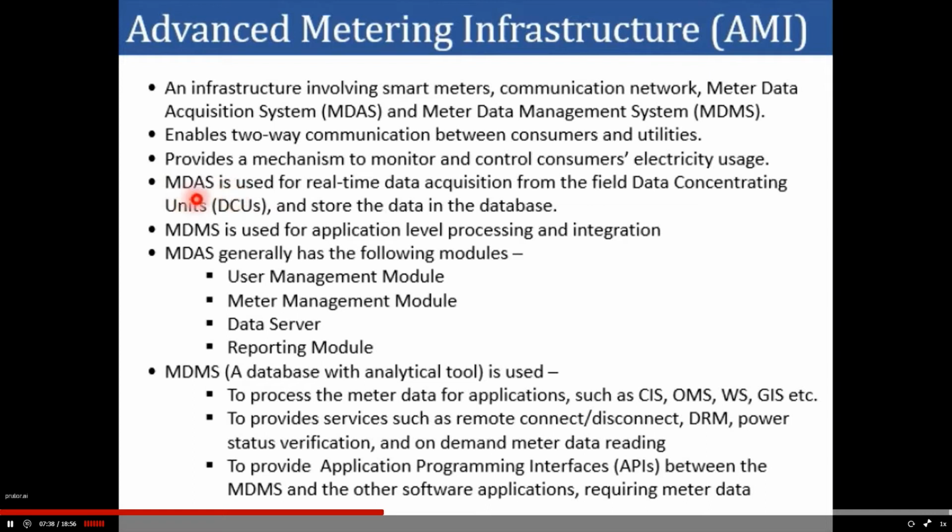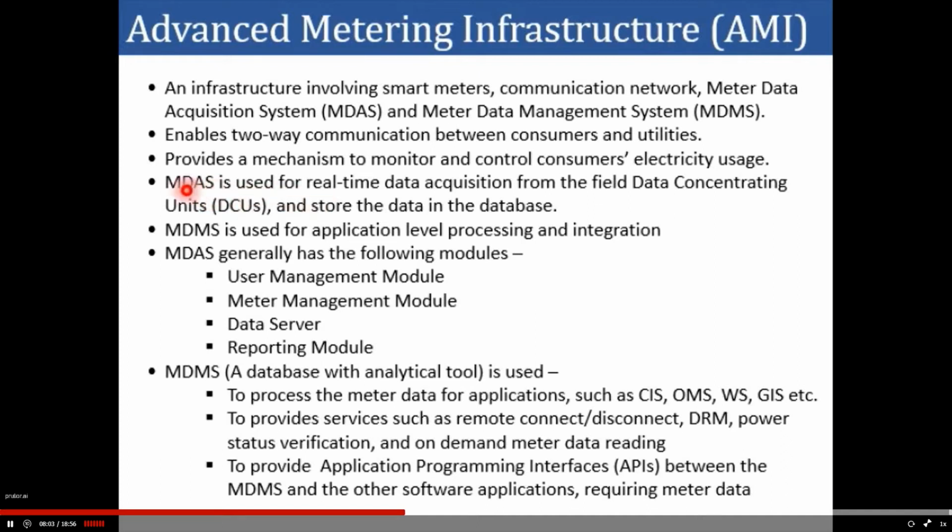MDAS, that is meter data acquisition system, is used for real-time data acquisition from the field data concentrating units. Those are called DCUs, and it stores the data in the database. MDAS is also called head-end system. So head-end and MDAS are used interchangeably in the utility space.